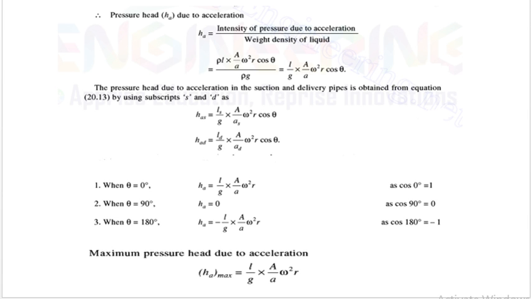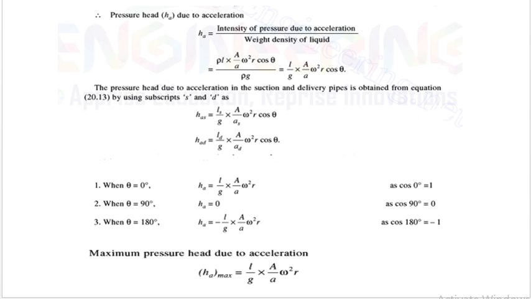So intensity of pressure is rho into L into capital A by small a omega square r cos theta divided by weight density, that is rho G. Rho and rho will cancel with each other, and the value of accelerative head will be L by G, capital A by small a omega square r cos theta. This is the accelerative head which acts on the fluid inside the cylinder.